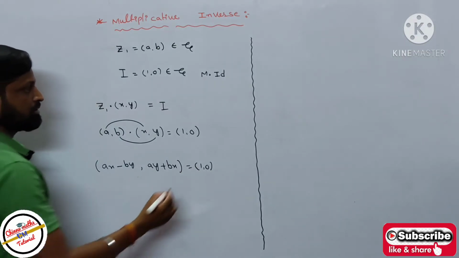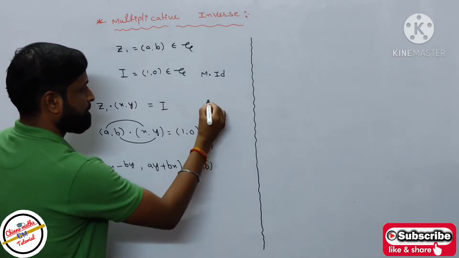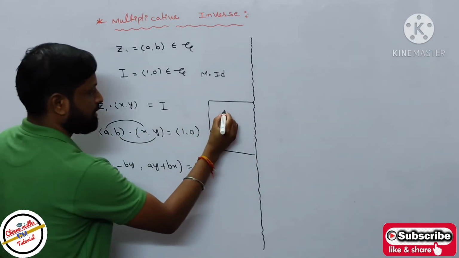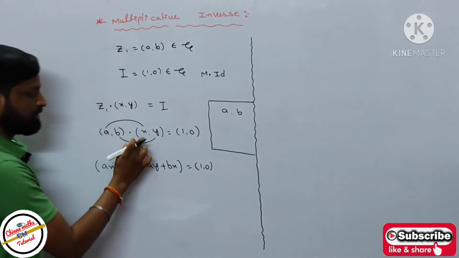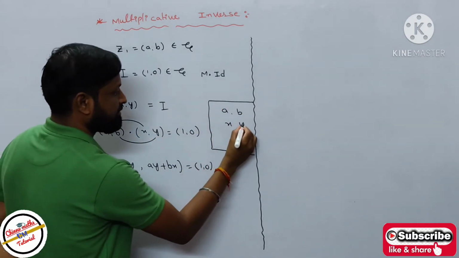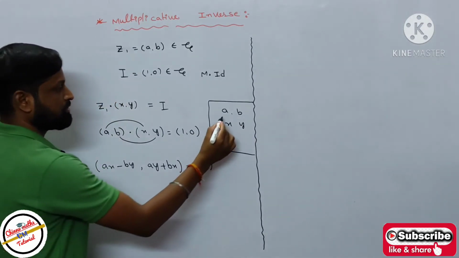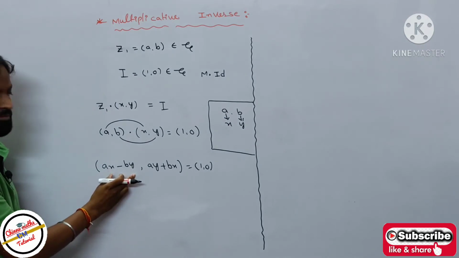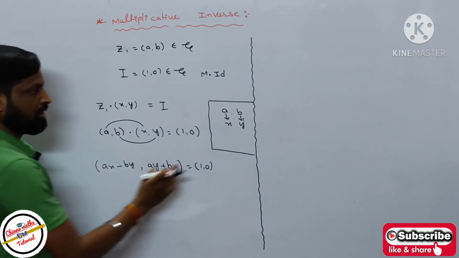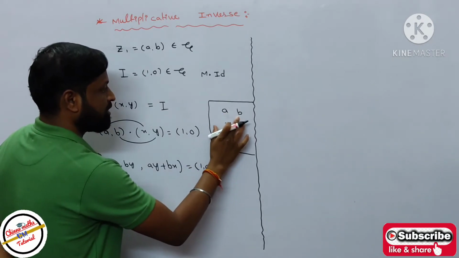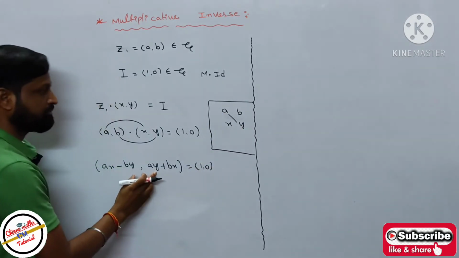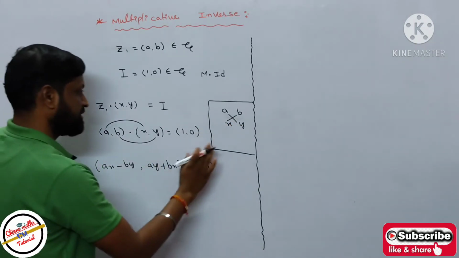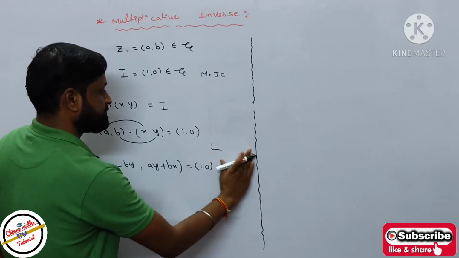Don't be confused. Simply write here: what is the first complex number? A comma B. What is the second complex number? X comma Y. Let's see. First multiply these two, AX minus BY, that is the real part, comma. How to write the imaginary part? Take the cross multiplication, AY plus BX. Okay, it is clear.